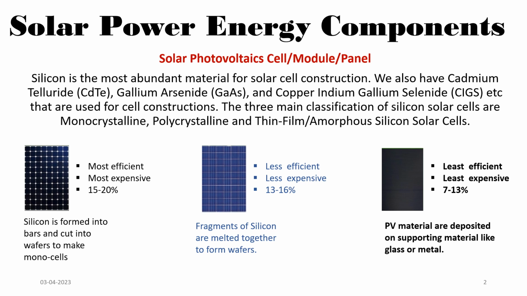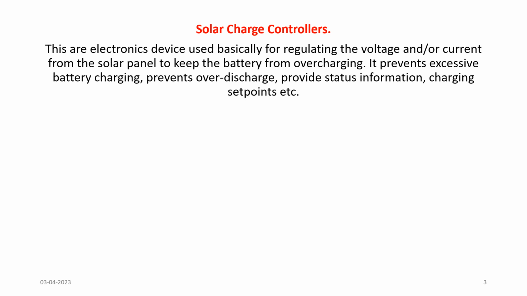Apart from the aforementioned one that I said, the bifacial, then they have got solar cells. And solar charge controllers. These are electronic devices used basically for regulating the voltage and or current from the solar panel to keep the battery from overcharging.